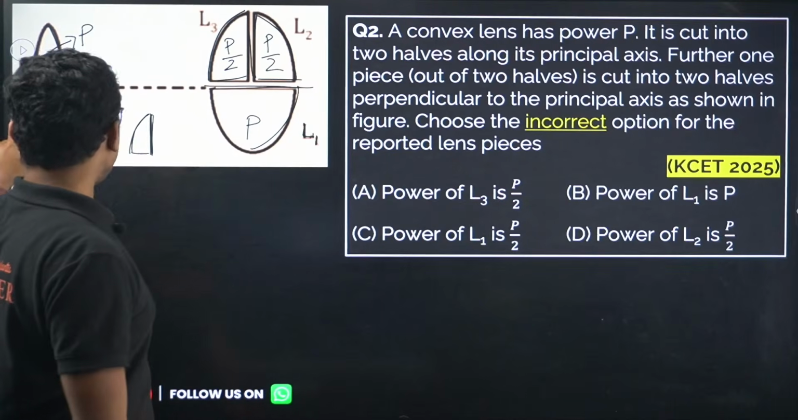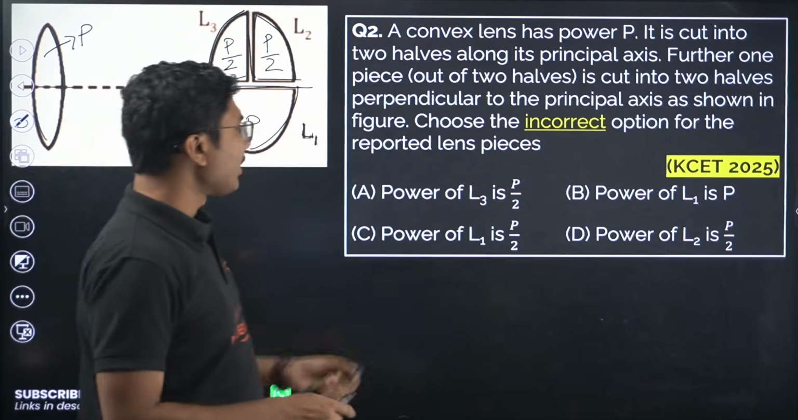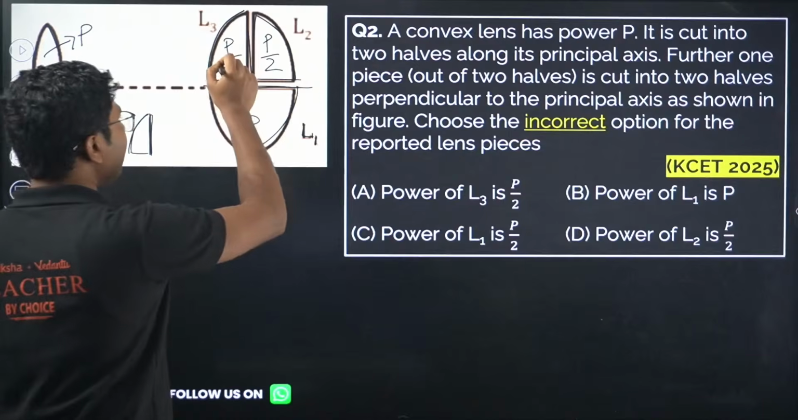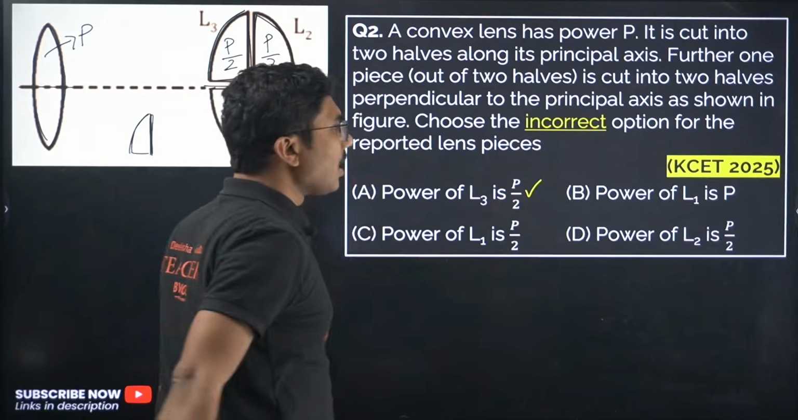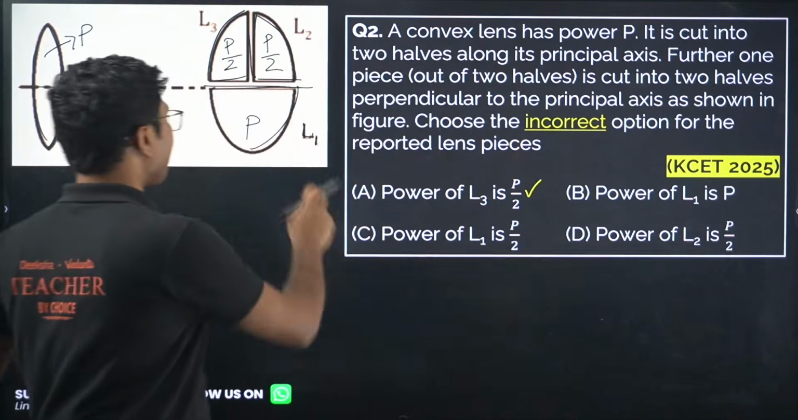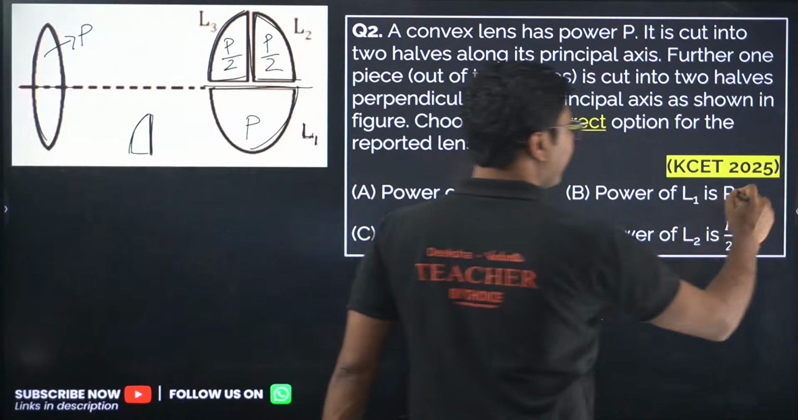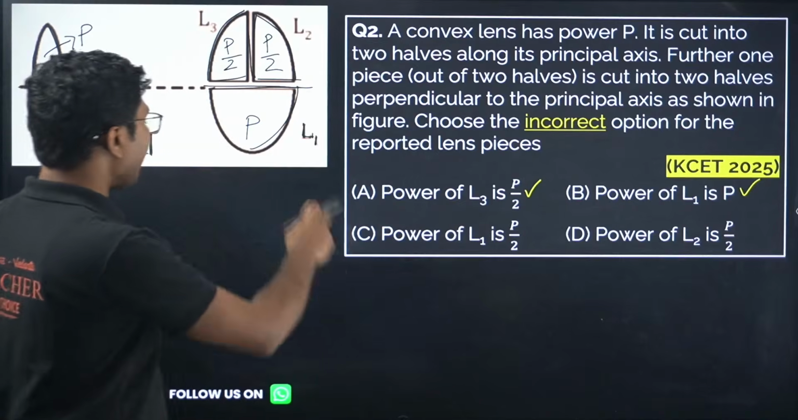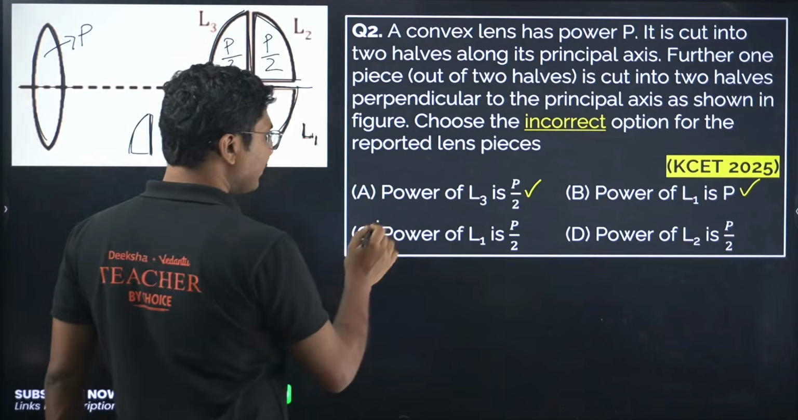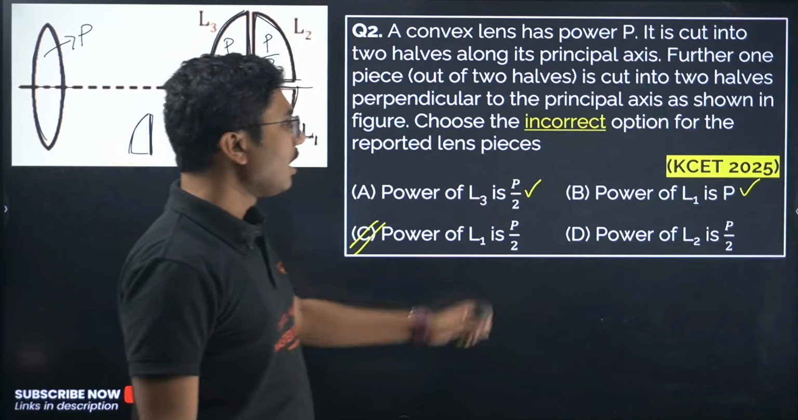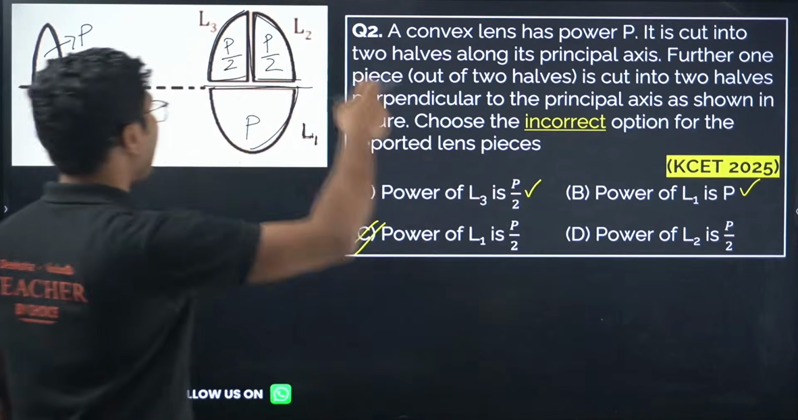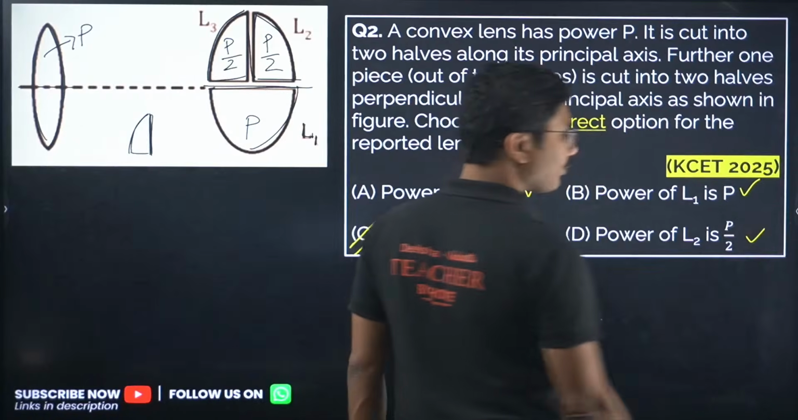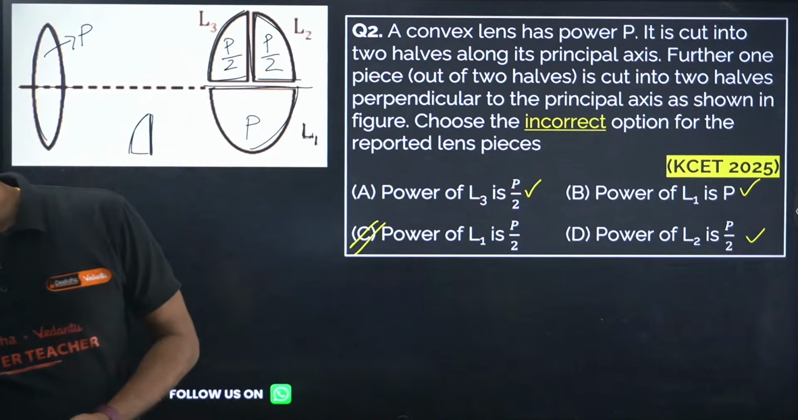Okay, so now let's see the options. Power of lens L3 is P by 2, correct statement. Power of L1 is P, correct statement. Power of L1 is P by 2, this is an incorrect statement. Power of L2 is P by 2 is again correct. So the only incorrect statement is option C, right?